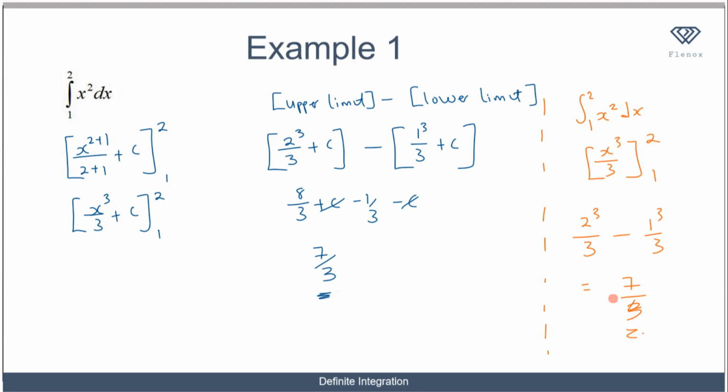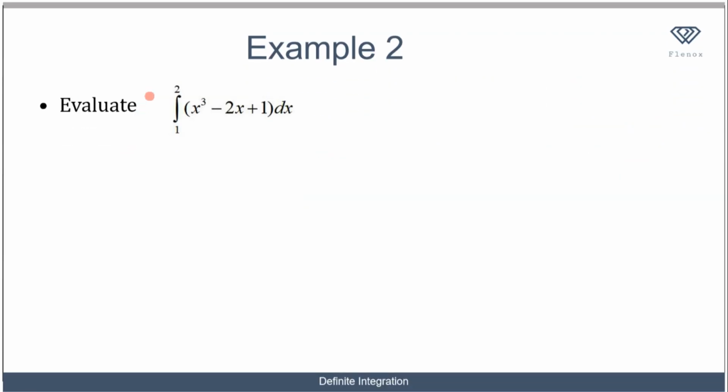And in this example, we are told to evaluate this expression over here. So the same thing applies, very straightforward and very simple to do. I integrate all these expressions here normally. So what does this become? X cubed becomes x raised to the power 3 plus 1, which gives me x raised to the power 4 over 4. Then this becomes minus 2x, so I have x raised to the power 1 plus 1 becomes x raised to the power 2 over 2. Then my 1, when I integrate 1, I get just x. So that becomes plus x.